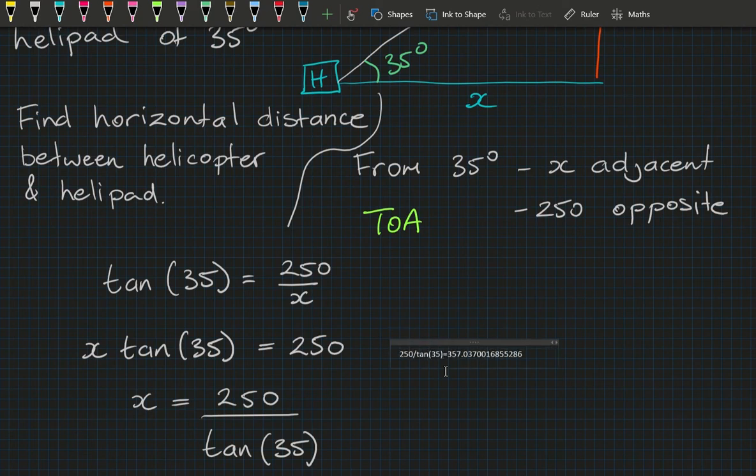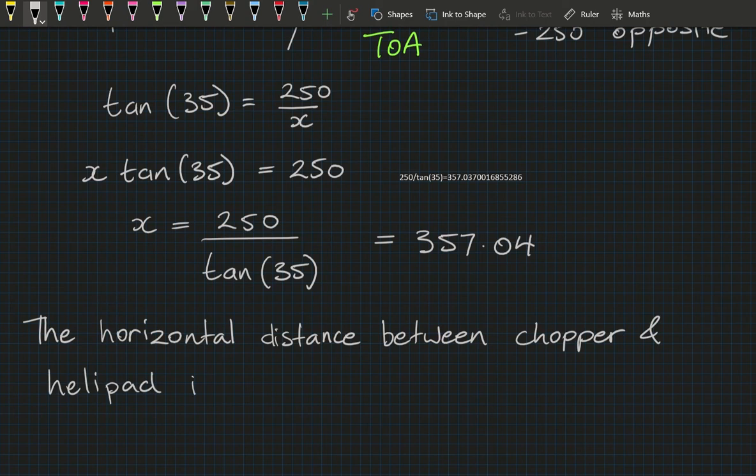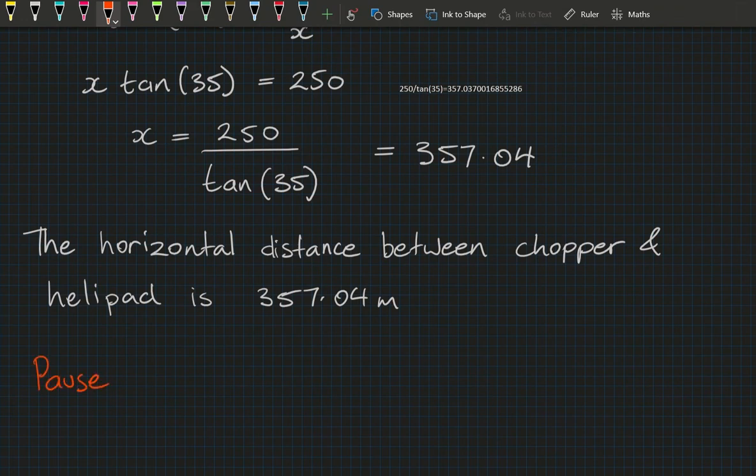Because we're talking meters, I'm going to round to 2 decimal places, which is centimeters. So the 7 makes the 3 go up to 4. So this is equal to 357.04 meters. Now, because this is a worded question, we should finish with a worded answer, i.e. the horizontal distance between the chopper and the helipad is 357.04 meters.